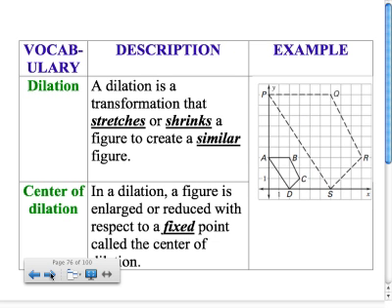Now, when you think about your eyes being dilated, most of us have had that happen. What happens is when your eyes are dilated, your pupils get extremely large. Okay, and so some vocabulary. A dilation is a transformation that stretches or shrinks a figure to create a similar figure. Okay, so the only type of transformation that we're going to talk about that is a similarity transformation is a dilation. Why? It's a transformation, and whenever you perform a dilation on a figure, you create a similar figure. Okay, so your original and your new one are similar to each other.